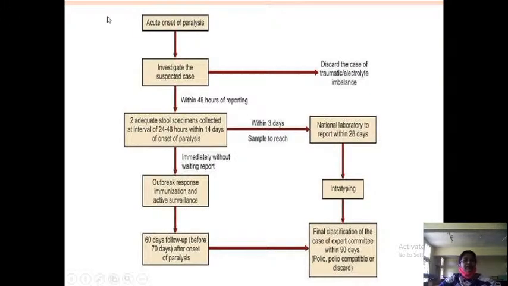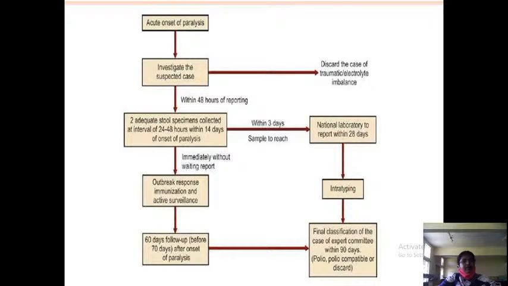So, usually what happens? Whenever there is any case of acute flaccid paralysis, a suspected case, you have to report the case within the first 48 hours. And then the stool sample should be sent. There should be 2 adequate stool samples collected at an interval of 24 to 48 hours and within 14 days of onset of paralysis. So remember, there are 2 samples to be collected, the interval is 24 to 48 hours, and the time duration is best before 14 days after onset of paralysis.